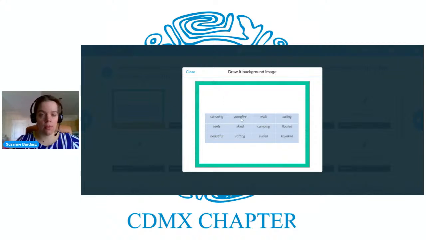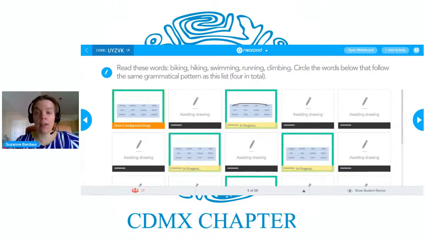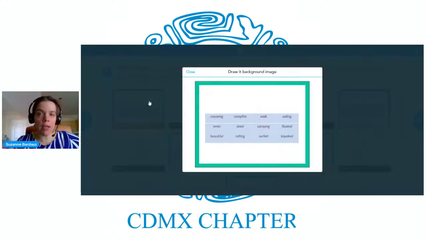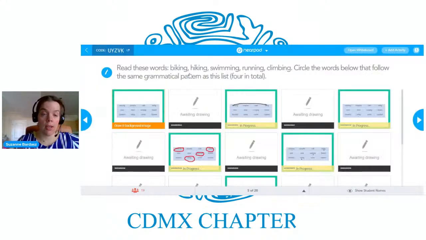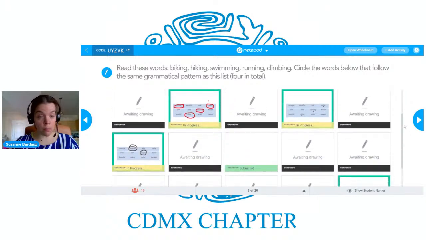on their screen. They are going to take a look at the verbs, and what they need to do is look at these words: biking, hiking, swimming, running, climbing, and circle the words that follow the same grammatical pattern as that list. So biking, hiking, and so on. Which words have a similar pattern? And as you can see, I'm projecting it on the screen. We can see how people are doing.